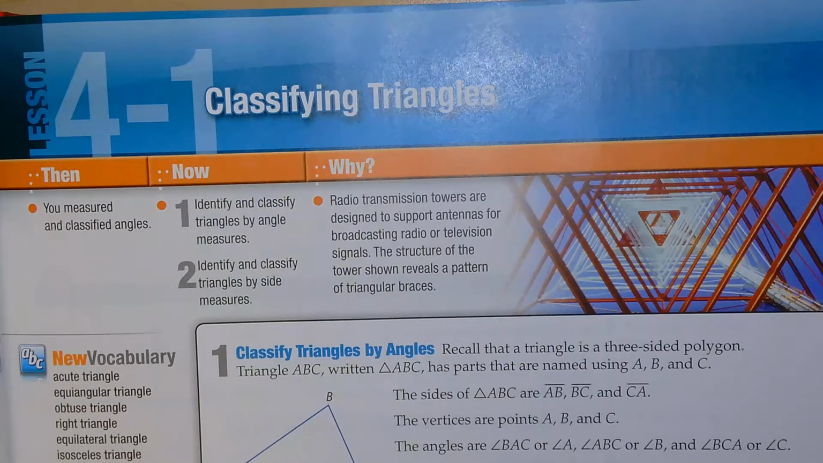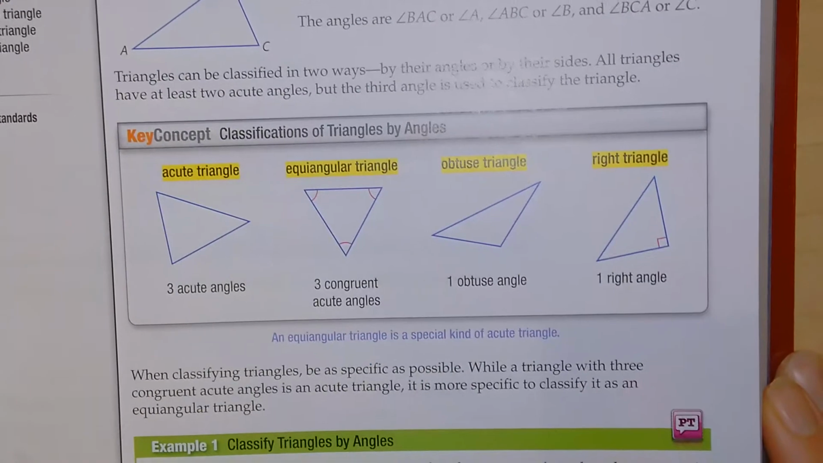We are starting Chapter 4, and we are going to look at Section 4.1. We're going to talk about classifying triangles today by sides and by angles. We're actually going to start with classifying by angles. This is on page 237 if you want to follow along in your book.